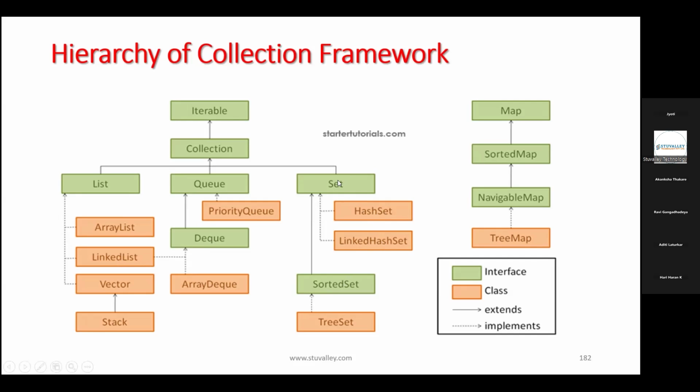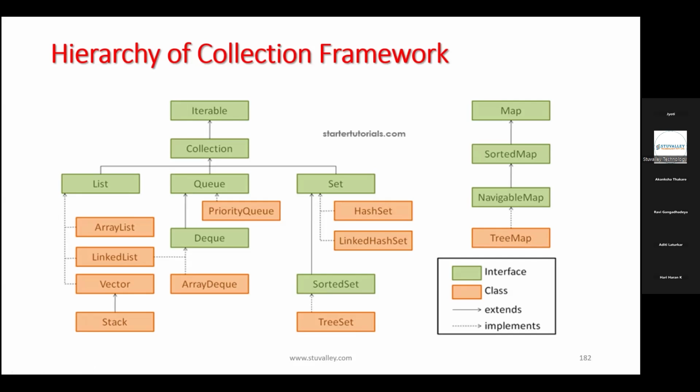Next, the child interface of the set interface is SortedSet. It has one implementation class, that is TreeSet. The TreeSet uses a binary tree structure. You must have learned these concepts. In a binary tree structure, there is a node, and it looks like a binary tree.